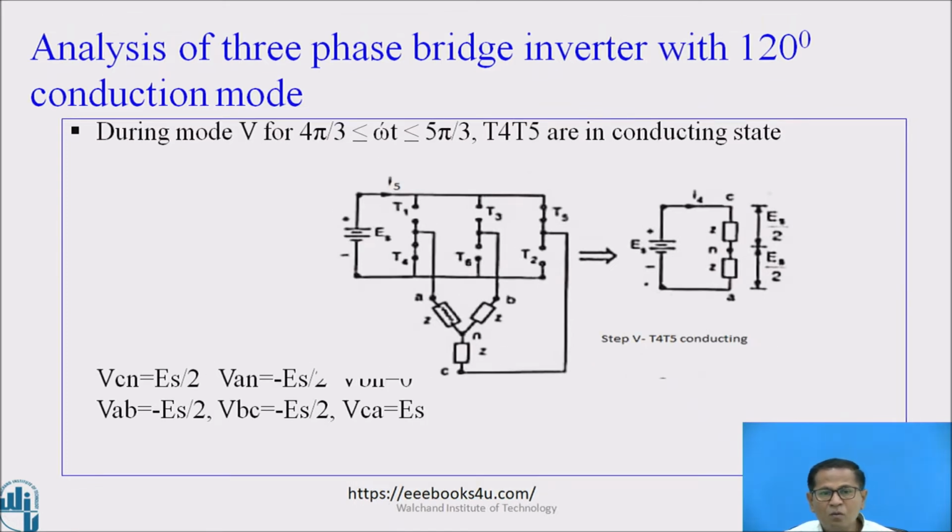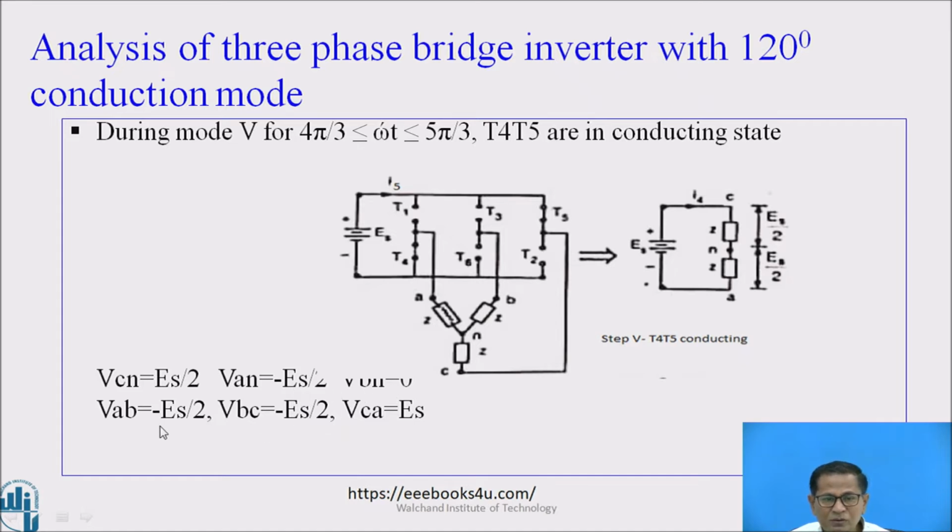During mode 5, the range of omega t is greater than or equal to 4 pi by 3 and less than or equal to 5 pi by 3. In this mode, T4, T5 are in conducting state. So as an effect of this, phase C is connected to the positive terminal of the battery and phase A is connected to the negative terminal of the battery. So VCN is equal to plus ES by 2, VAN minus ES by 2, and VBN 0.